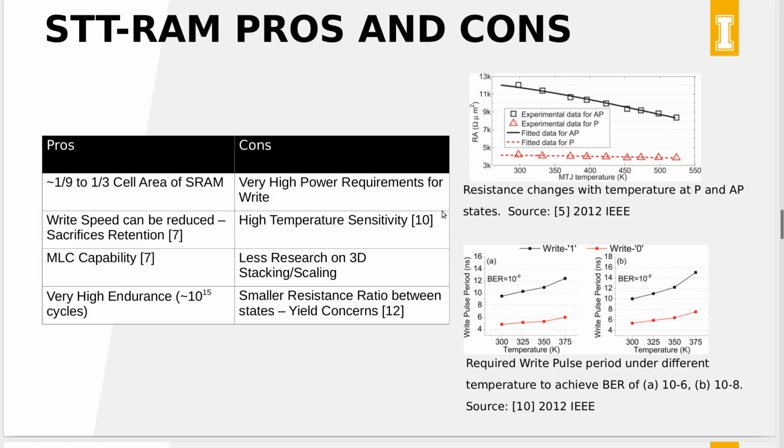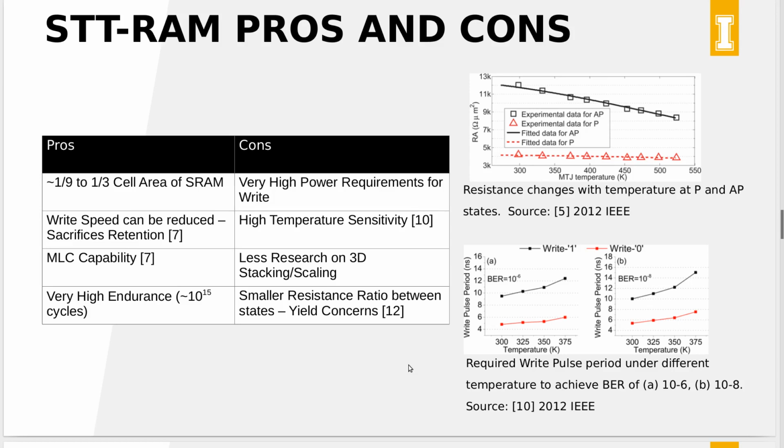It is, however, capable of very high endurance, with research showing upwards of 10 to the 15th cycles. This theoretically should be similar to SRAM and DRAM, as you're not actually physically changing the structure, but changing the magnetic fields of the device. The cons: in order to change that magnetic field, it is a very high power requirement for a write. Additionally, it is highly temperature sensitive. Not only does the resistance of the device change with temperature, but the write current and write pulse period need to be monitored and handled properly with temperature, which can add difficulty to the device and increase costs.